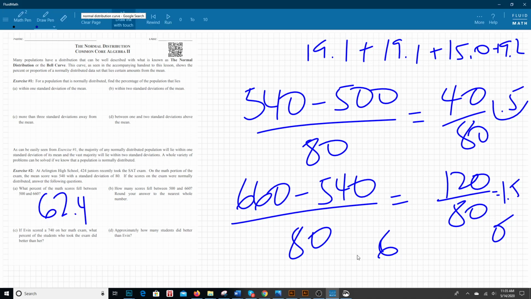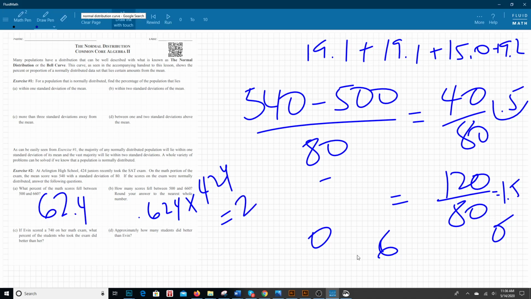So B says, how many scores fell between 500 and 660? Round your answer to the nearest whole number, right? So we want something between 500 and 660. Or actually, we already found it. It was 62%. So we need to get 62%. So this is 0.624 times how many students took the test? 424, which equals 265.